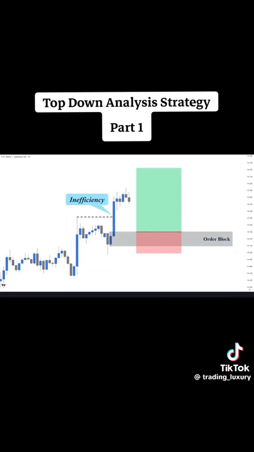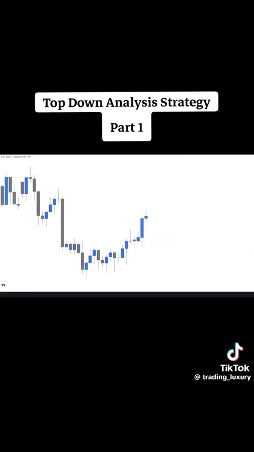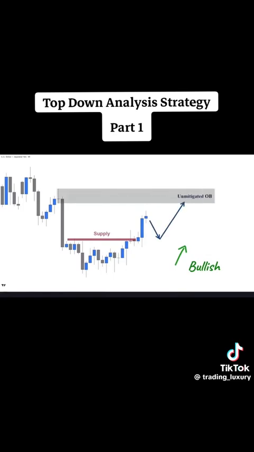So let's see what we have on the higher time frame. Here on the 4 hours, we can see that we have recently broken above these supply areas, so demand is in control, and we have enough room to go before reaching the next unmitigated supply area in front of the price.